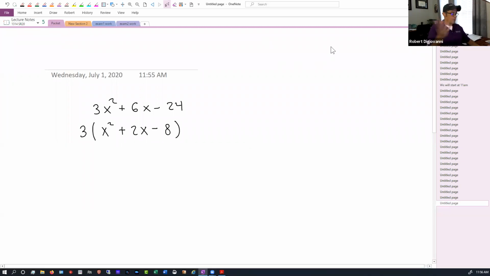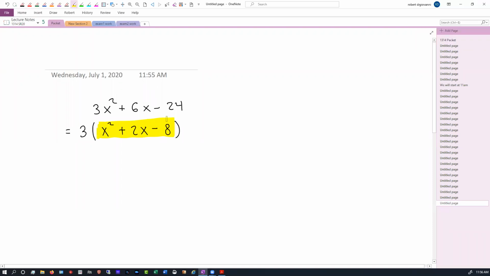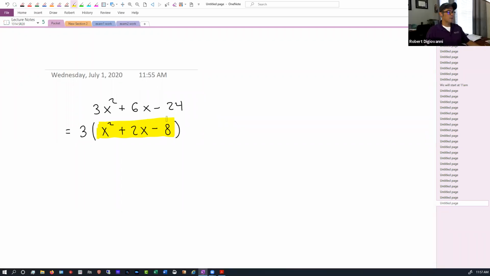Okay, so we pulled a GCF. Great. Now we have to focus all of our attention on what's inside the parentheses. How many terms do we have? 3. Okay, so since we have 3, we're going to use the AC method. And that means we need to identify the number in front. Be real careful here. The number in front is a 1. We're not even looking at the 3. The 3's already been pulled out. So we're looking at the 1 and we're looking at the negative 8.